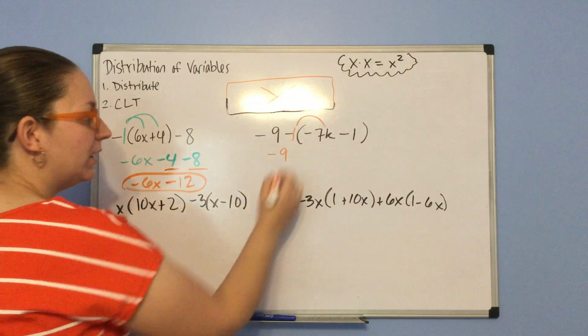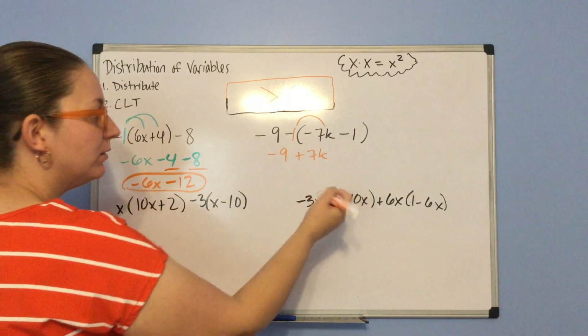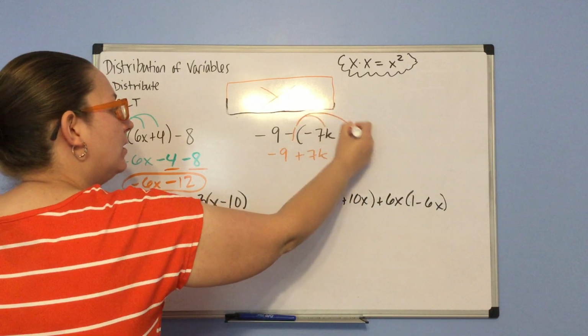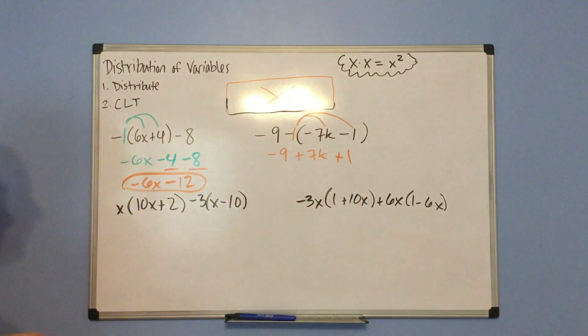-1 times -7k is positive 7k. Negative times negative is positive. Same idea here. -1 times -1 is positive 1. So write that as a +1.